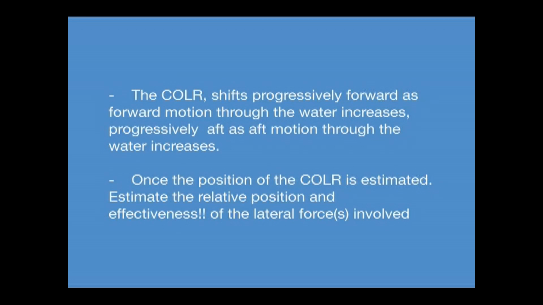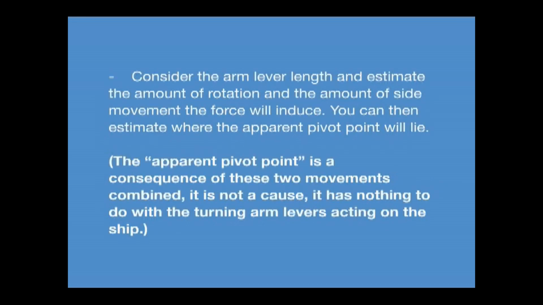Once the position of the center of lateral resistance is estimated, estimate the relative position and effectiveness of the lateral forces involved. Consider the arm lever length and estimate the amount of rotation and the amount of side movement the force will induce. You can then estimate where the apparent pivot point will lie. The apparent pivot point is a consequence of these two movements combined. It is not a cause. It has nothing to do with the turning arm levers acting on the ship.